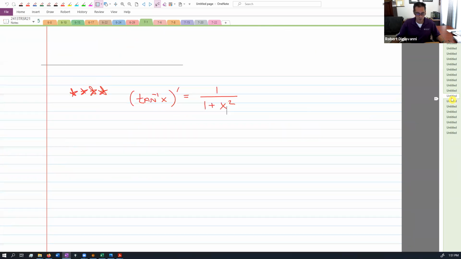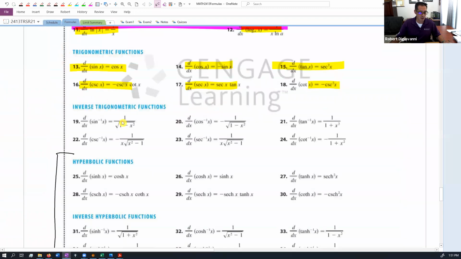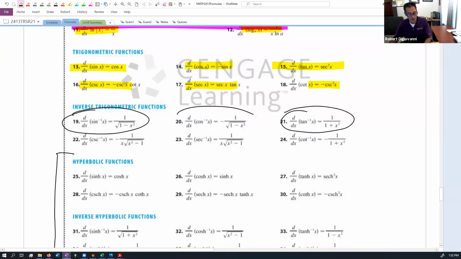Let's see, did I do any more? I said, please remember the derivative of the inverse tangent function because that will come up. And then I pointed you to the notes and I said, just know, here's where they are. There's derivative of inverse sine, there's derivative of inverse tangent. You should probably know the derivative of inverse cosine. Those three are the most commonly used ones right there.